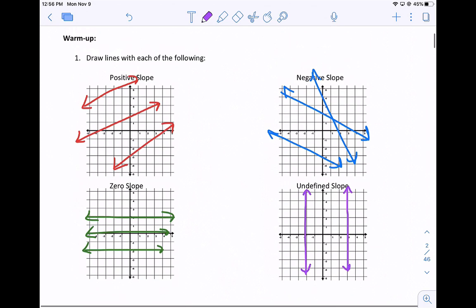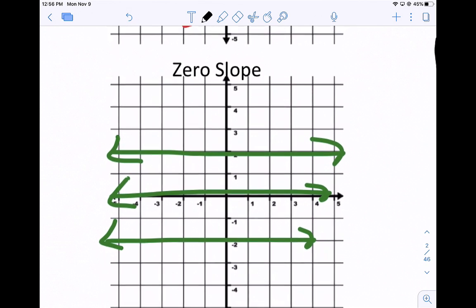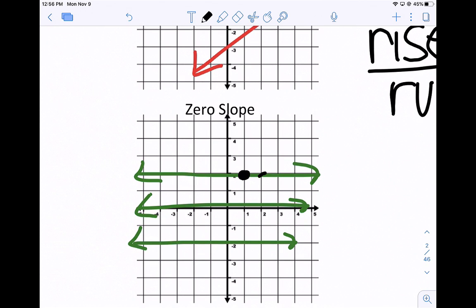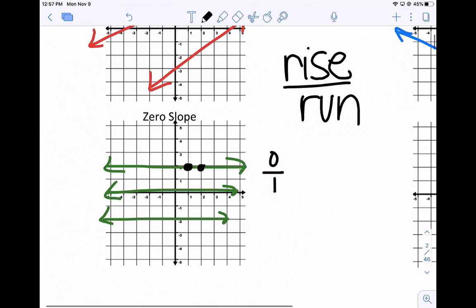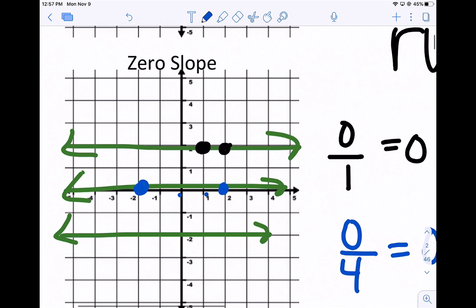If you recall the definition of slope, it is rise over run. So let's talk about why this would be zero slope. If we pick any 2 points on a line, we can see we go up 0 over 1. And if you take 0 divided by 1, you're going to get 0. I could choose these 2 points. We go up 0 over 4, and again 0 divided by 4 is 0. So this is a zero slope if it's flat because you're going up 0, and then you can go over any amount. 0 divided by any amount is still 0.